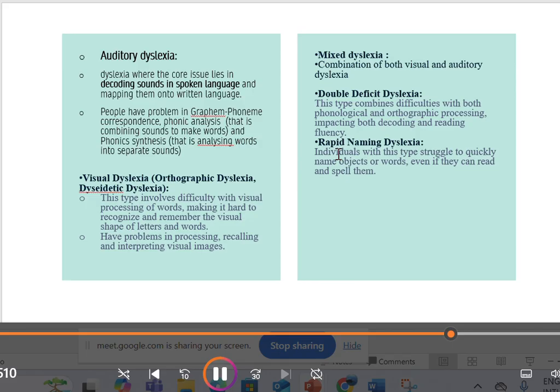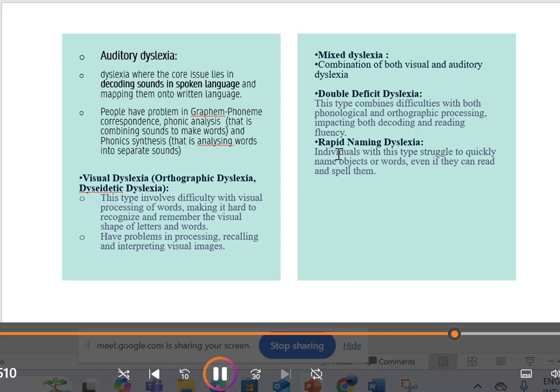Like when I hear cat, I am not able to equate C-A-T, ka, C-A, to T. I am not able to equate that. This is auditory dyslexia. Grapheme-phoneme correspondence, phonic analysis, I am not able to split. Then I am also not able to synthesize, put together.